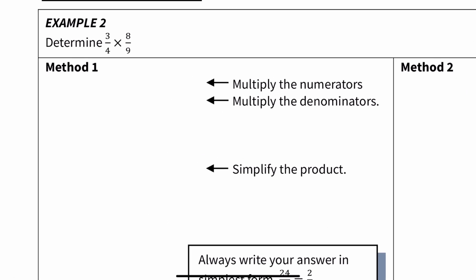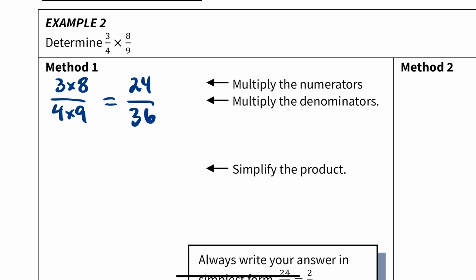So one method we can do is simply multiply your numerators. 3 times 8, so 3 times 8 is 24. And multiply the denominators. 4 times 9, which is 36. So we have 24 over 36.